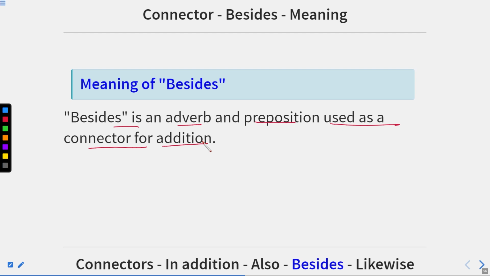Now there are two words. One is beside and another one is besides. Both are different from each other. Besides means in addition to something. It means whatever has been said. As we have used in addition to, besides is a synonym of that. Besides is an adverb and preposition used as a connector for addition. It is also used as a connector that adds something about what has been said.